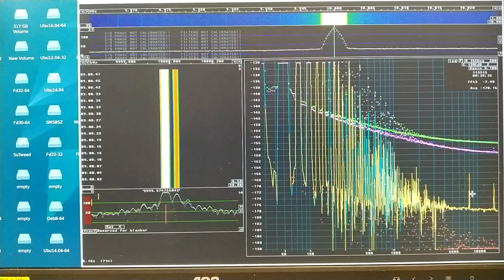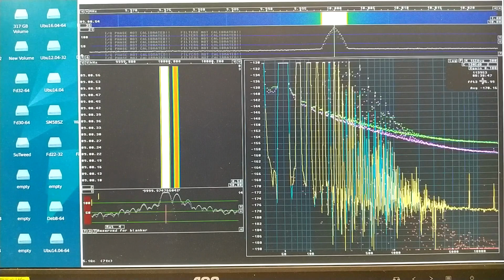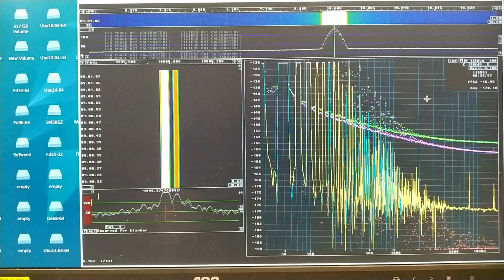The noise at 10 kilohertz offset is minus 178. I haven't reset here, so this is collected for the latest 8.5 hours. So this is the result at 16 volts. I will clear it and see if there is a difference now.